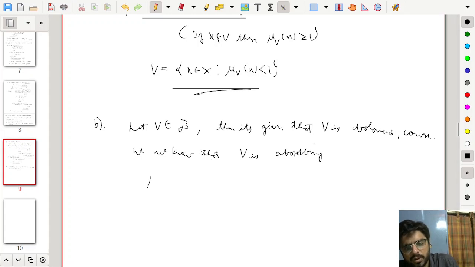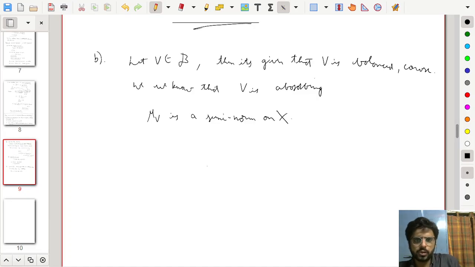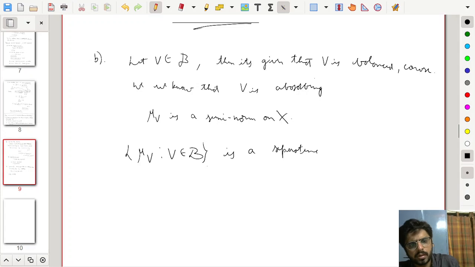Hence by the previous theorem we know that mu V is a seminorm on X, right? So we need to show that this family mu V, where V varies over this base, is a separating family of seminorms.